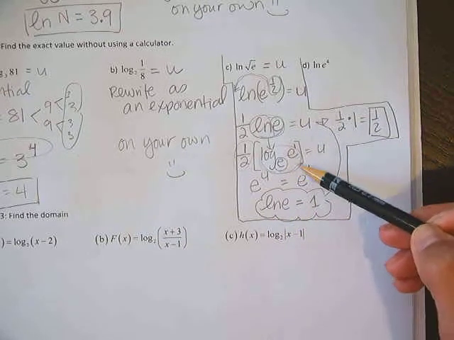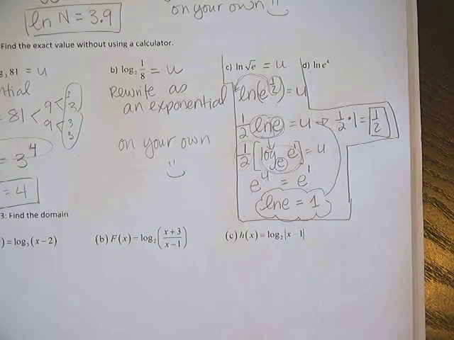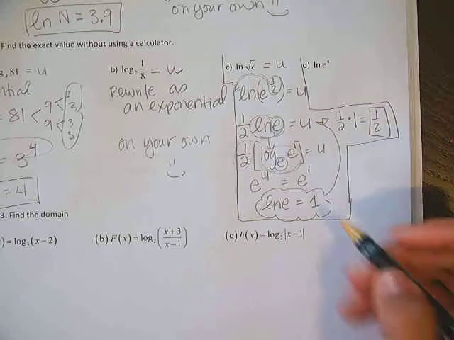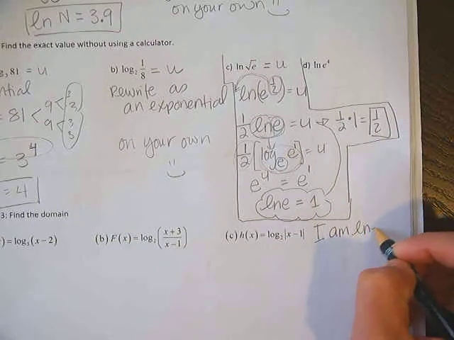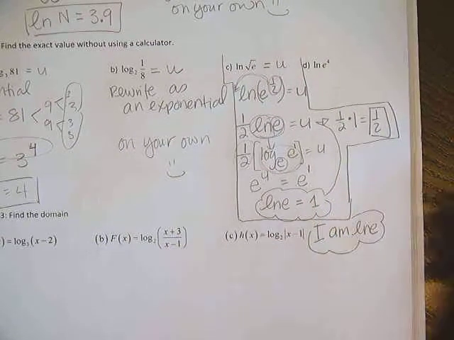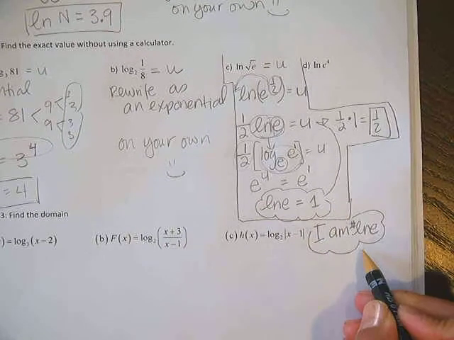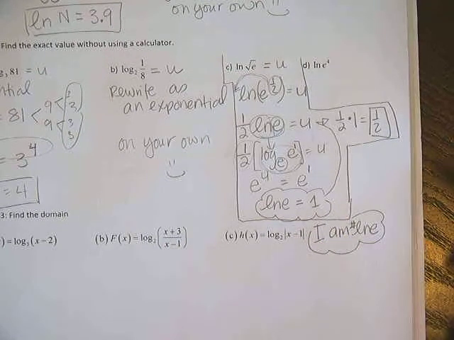And here's the proof why it is 1. So now that we know ln of e is 1, you can say, I am number ln e. See, I am number 1. Ha ha ha ha ha.